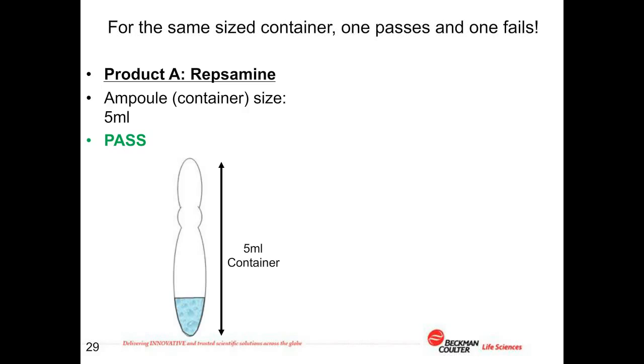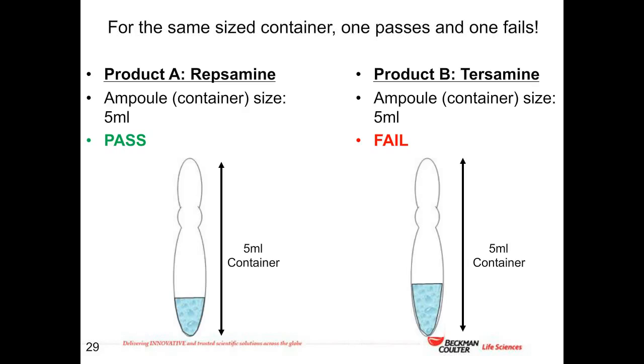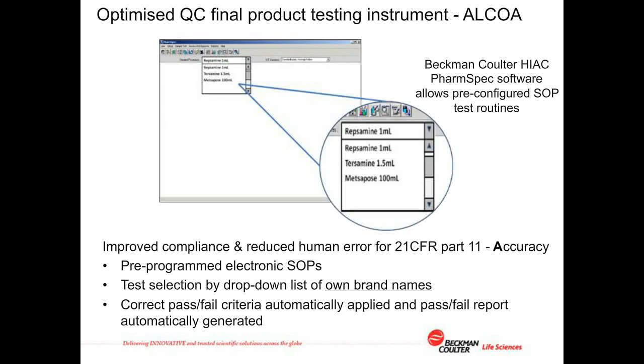So as I say, product A, same number of counts per container, repsamine, it passes. Product B, the container is the same size, but in fact it fails because the actual patient dosage is higher. So what we've done with some products like the Beckman Coulter HIAC PharmSpec is we've optimized them to try and reduce this confusing state of affairs. So we've improved it and reduced the human error, which helps with the accuracy of the testing.